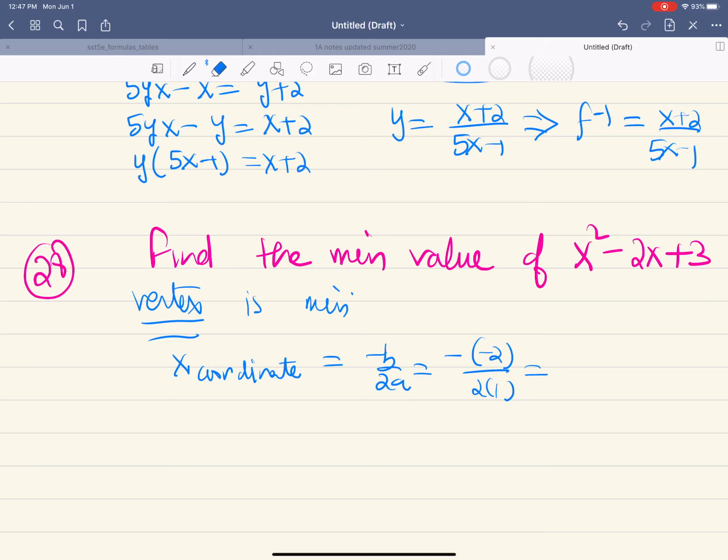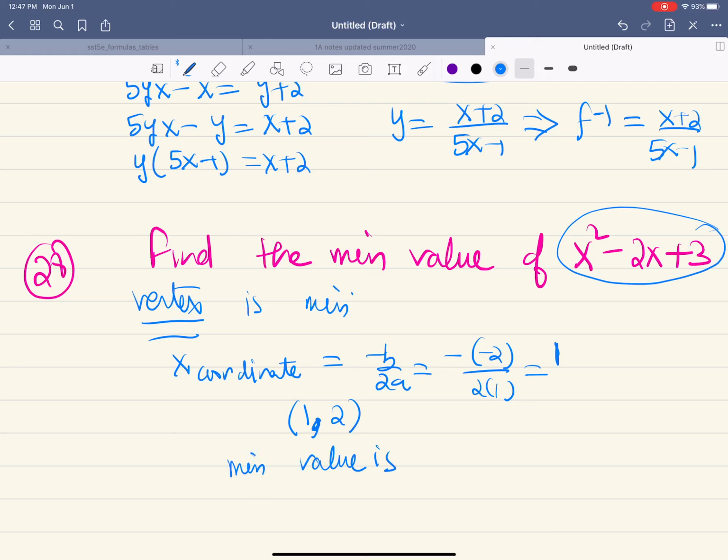So the x coordinate of the vertex is going to be 1 in this case. And if I want to find out the y coordinate of the vertex, I plug the 1 back into the equation, and I would get a 2. Okay, so I can say the minimum value is y equals 2. It occurs at x equals 1.